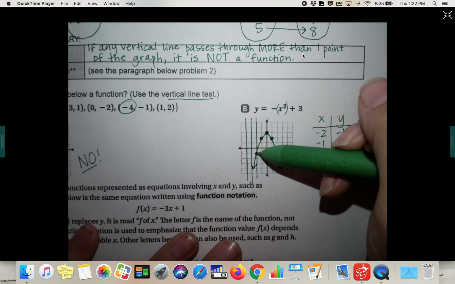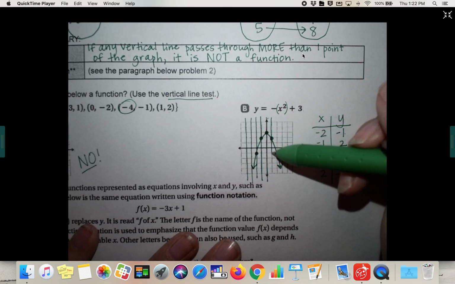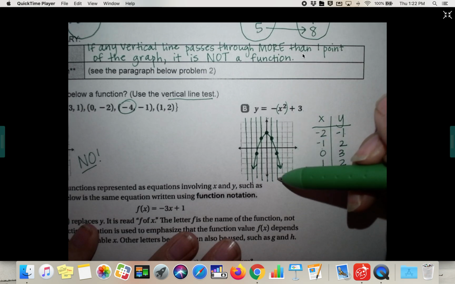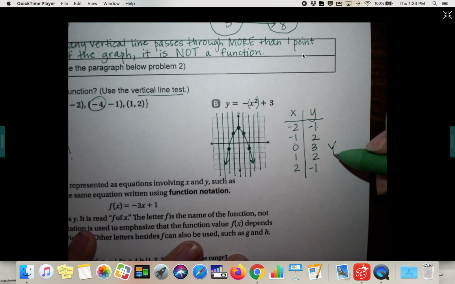This is okay, it hits once. This is okay, it hits once. So we pass. So this is a yes. This is definitely a function.